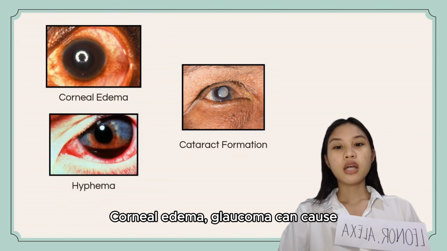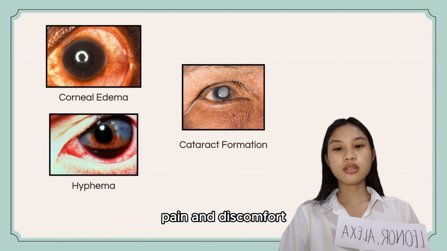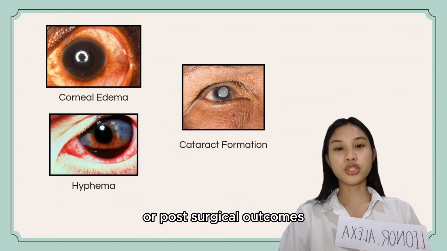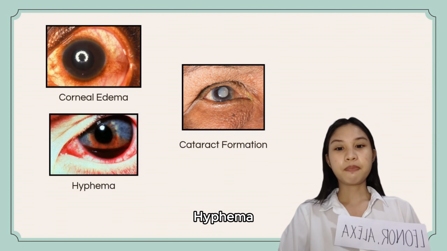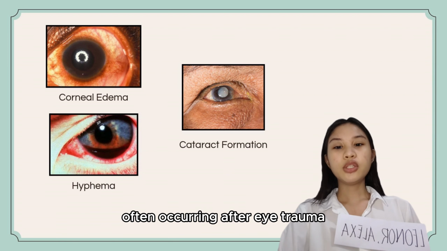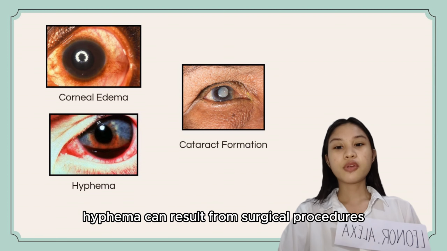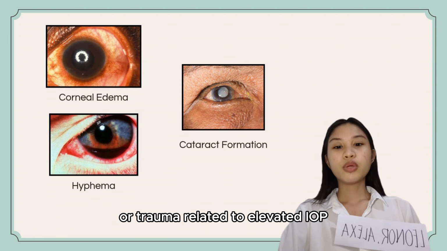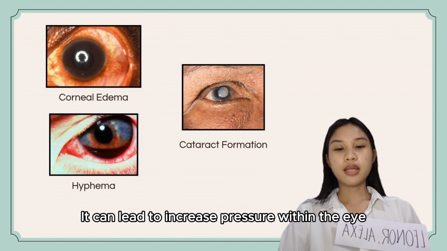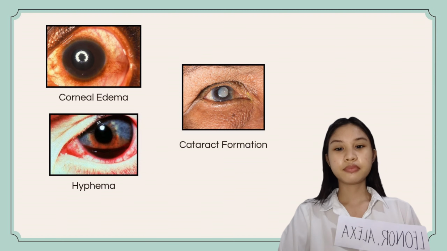Corneal edema. Glaucoma can cause swelling to the cornea, leading to blurred vision, pain, and discomfort. This complication may arise from increased eye pressure or post-surgical outcomes. Hyphema. Hyphema is the presence of blood in the anterior chamber of the eye, often occurring after eye trauma. In the context of glaucoma, hyphema can result from surgical procedures or trauma related to elevated IOP. It can lead to increased pressure within the eye, worsening glaucoma and potentially causing further vision impairment.